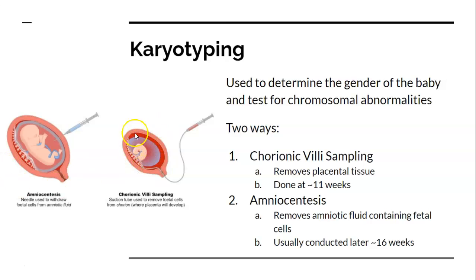So the villi sampling happens when the fetus is not really fully developed. You can't totally see the features that you would expect to see in a fetus, whereas the amniocentesis is a little bit later, so the fetus is a little bit more developed at that point.